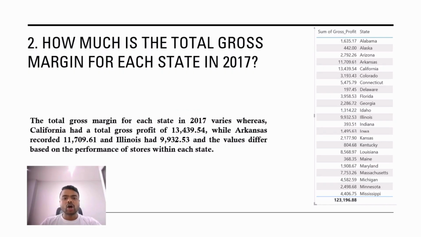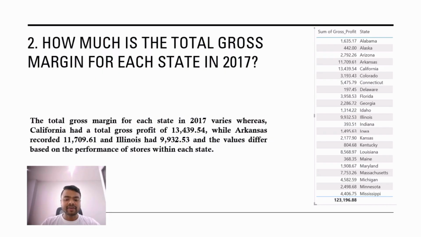So the next question is, how much is the total gross margin for each state in 2017? The total gross margin for each state in 2017 varies. California had a total gross profit of 13,439.54, while Arkansas recorded 11,709.61 and Illinois had 9,930.32, and the values differ based on the performance of the stores within each state. This analysis gives us a clear understanding of where the business performs best in terms of profitability.